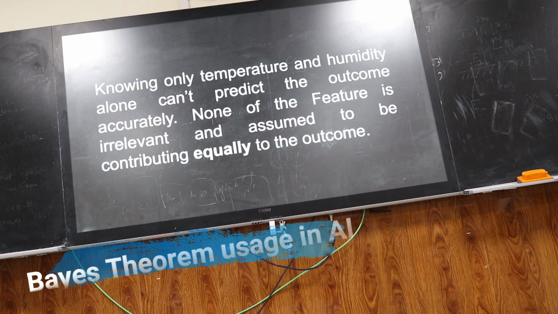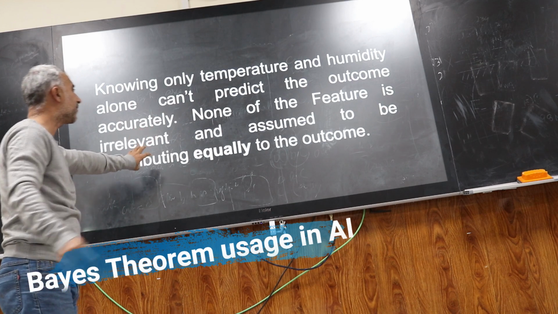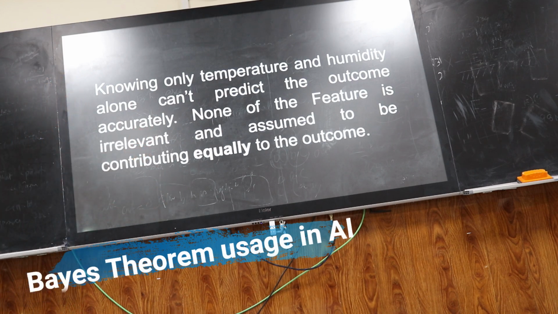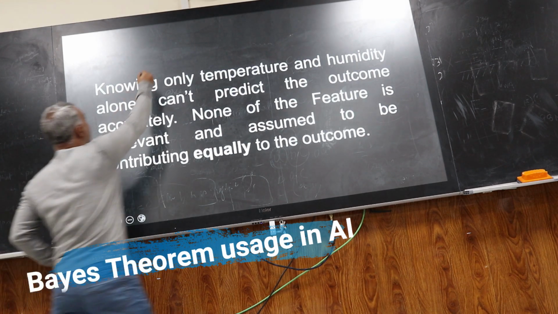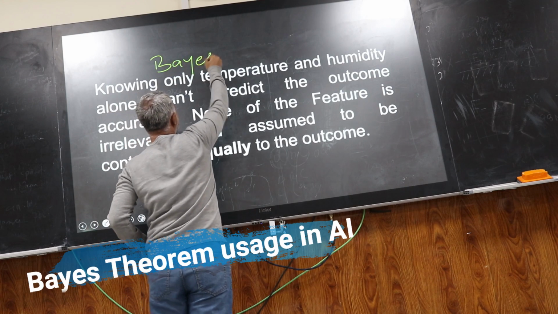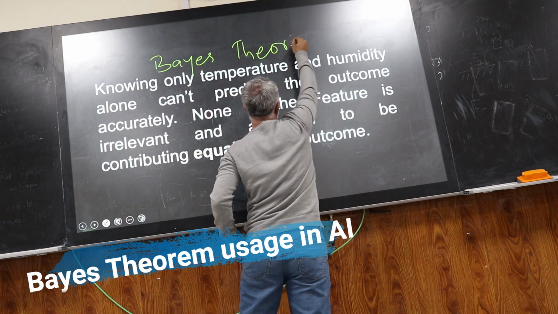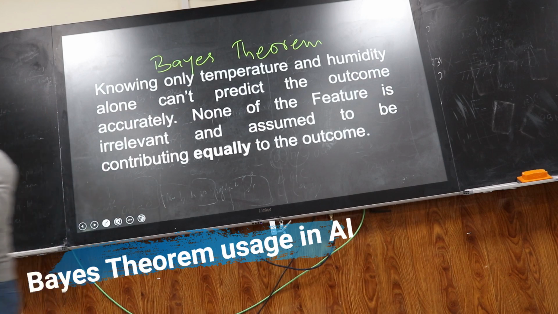Yes, if there is a room, then you can say the benchmark thing is there. If you are talking about houses, then you can say the windows, doors, like that. So if we are talking about the climate, then of course humidity and temperature predict the climate changes. So none of the features is irrelevant, especially in the Bayes theorem. Remember, it's very much important. In the Bayes theorem, these are interrelated. Features are interrelated.